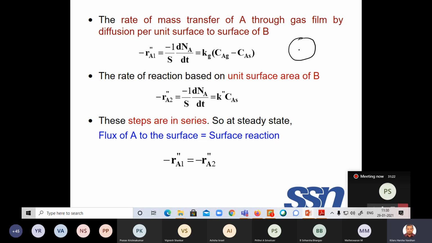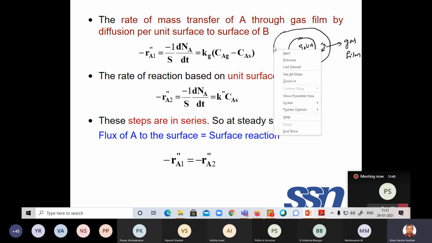This is the solid, and this is the gas, right? This is the gas film. The entire thing is the gas film. Now, where is my particular species? It is somewhere here, outside, right?